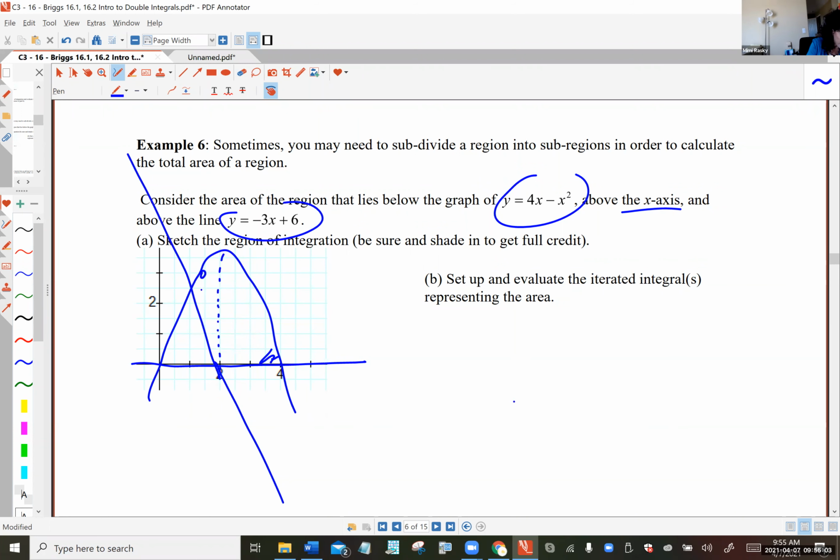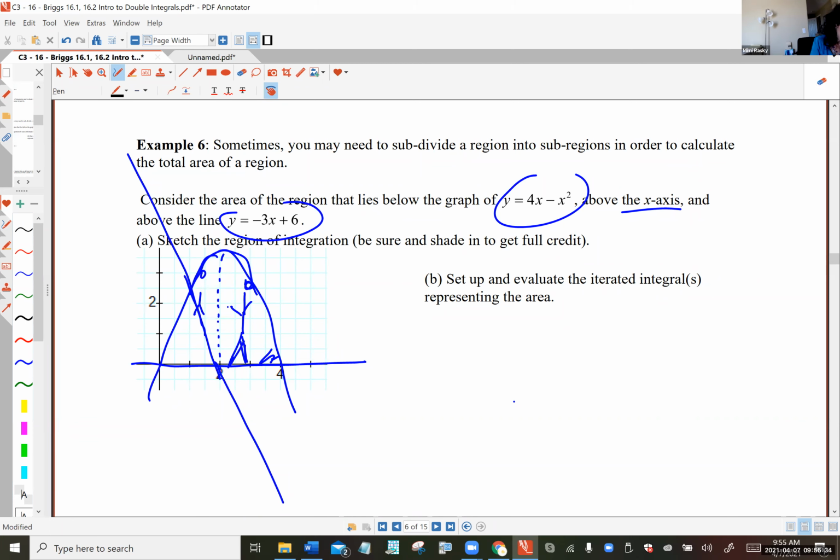Because if you draw a little man in here, I hope you can see that the little man on the left-hand side, the taller is the parabola, but his feet are on that line. And then if I draw the little man over here to the right of my cut, my dotted line, the taller is still the parabola, but now the shorter, the lower limit, his feet are on the x-axis. So there's a problem here. Okay, so you're going to have to subdivide this into region 1 and region 2.